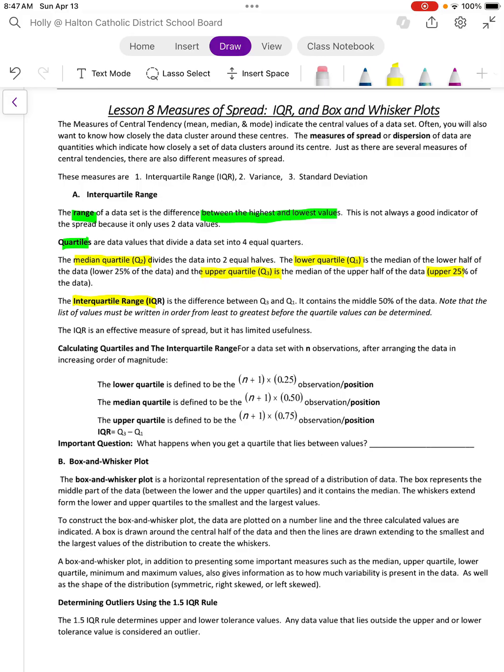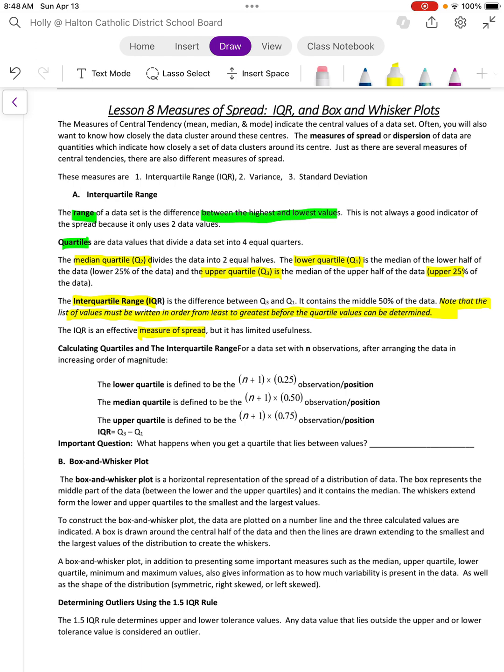Note that the list of values, this is really important, must be written in order from least to greatest before the quartile values can be determined. If that data is not put from least to greatest, your IQR and your quartiles are all going to be incorrect. The IQR is an effective measure of spread, but has limited usefulness.